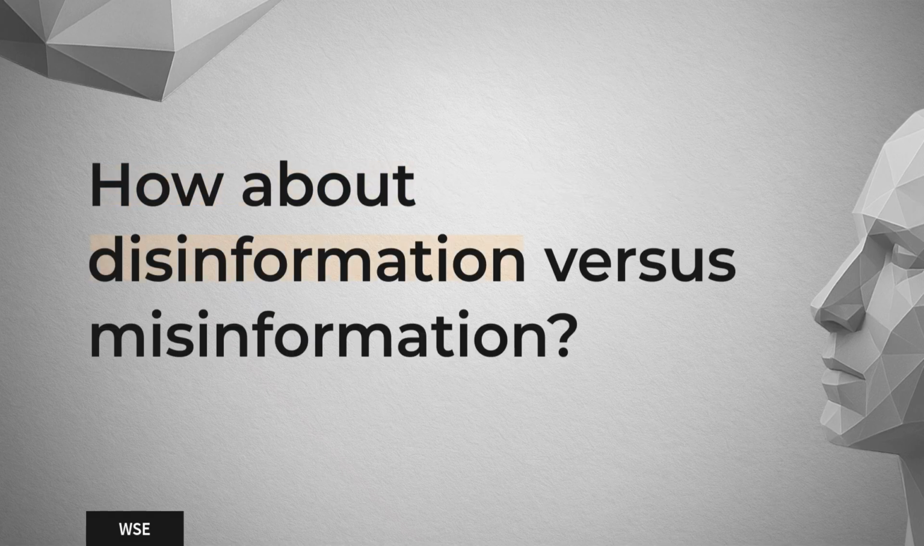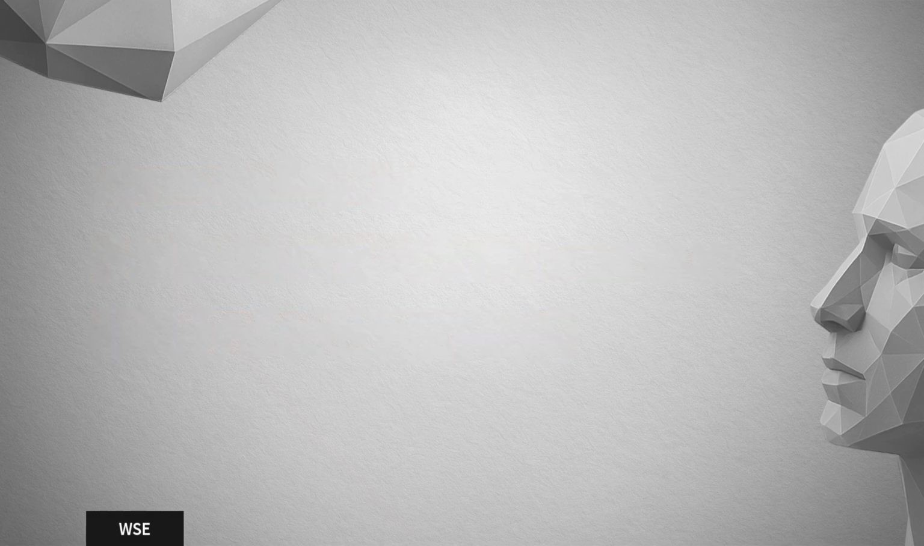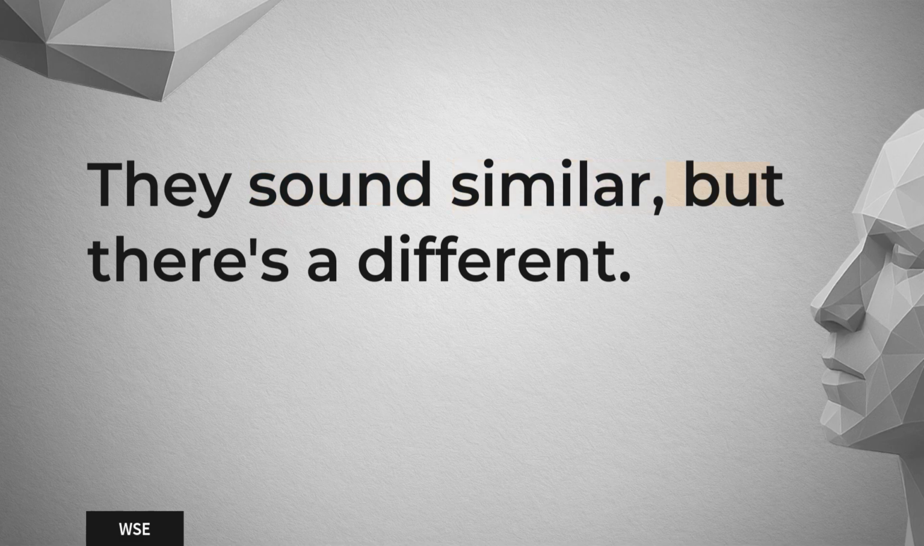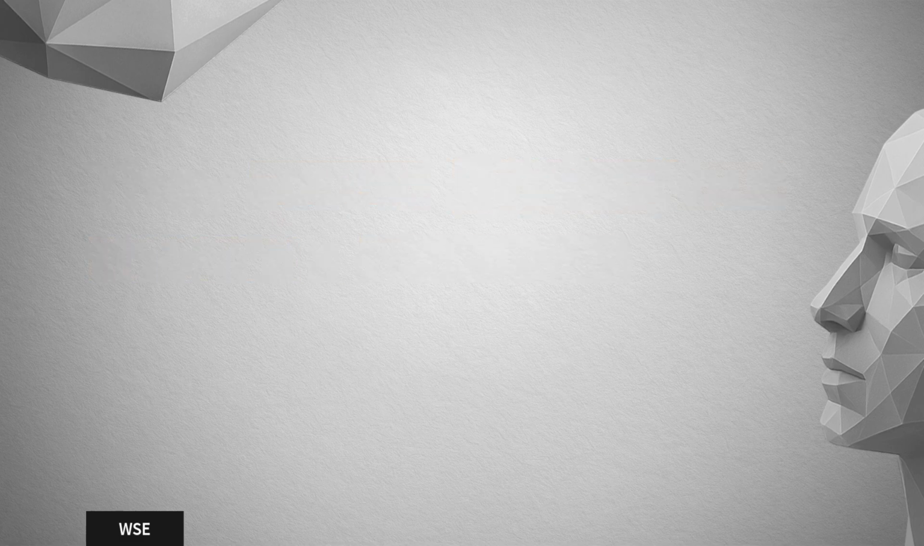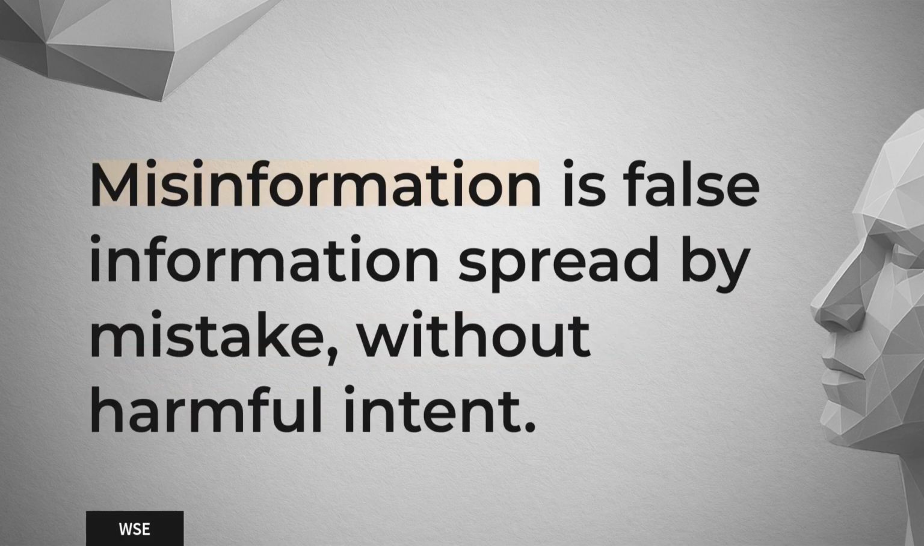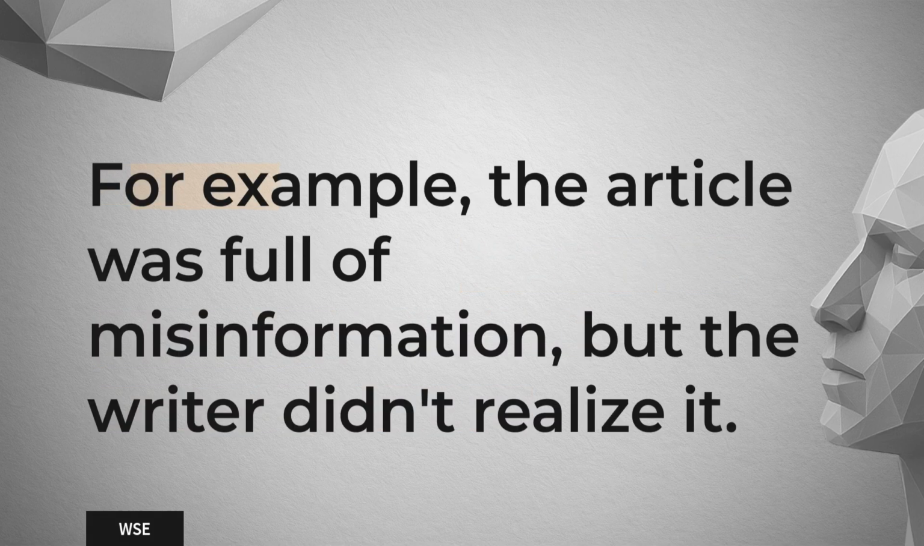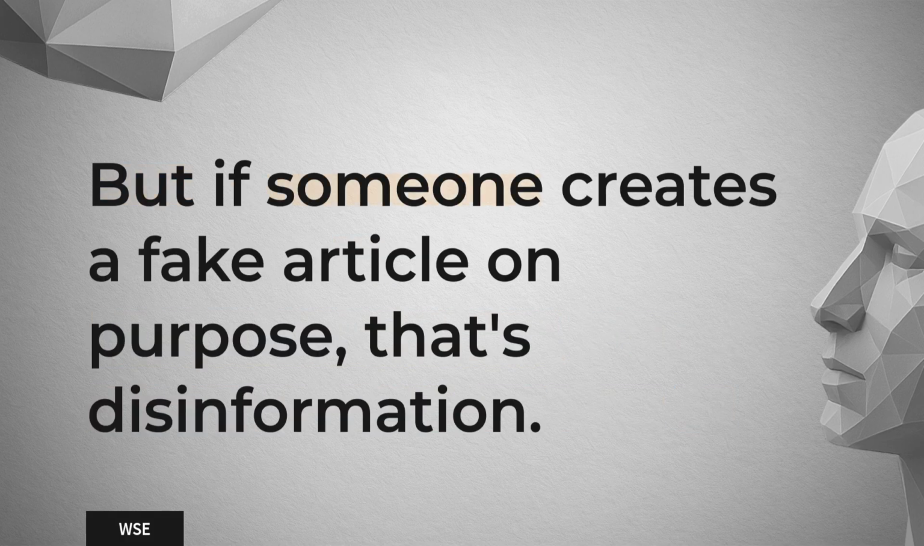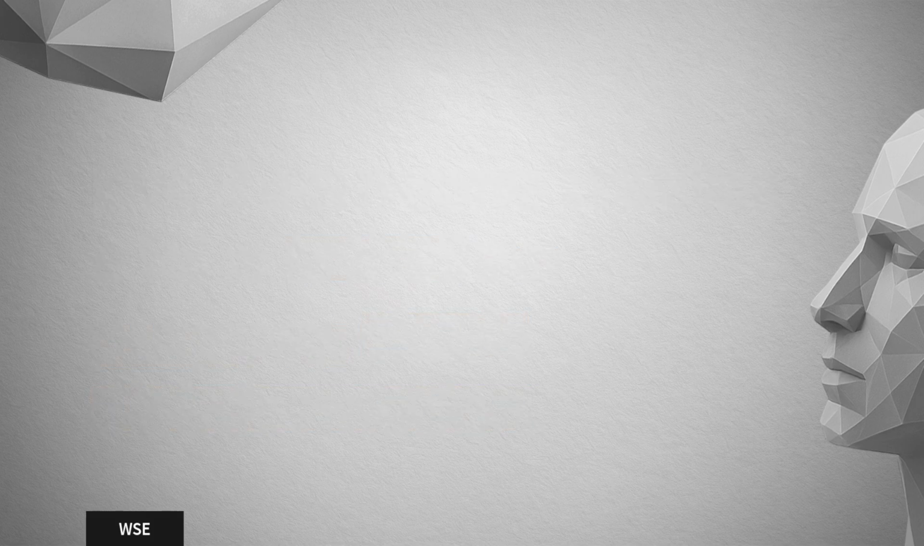How about disinformation versus misinformation? They sound similar, but there's a difference. Disinformation is false information spread on purpose, usually to deceive. Misinformation is false information spread by mistake, without harmful intent. Example, the article was full of misinformation, but the writer didn't realize it. But if someone creates a fake article on purpose, that's disinformation.